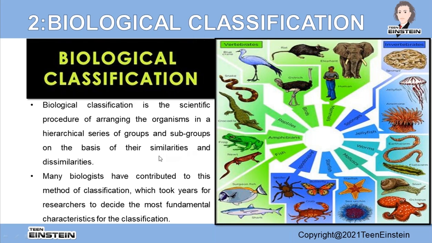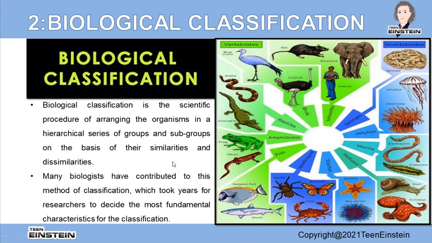And on what basis are we grouping these organisms? Based on their similarities and dissimilarities. So based on similarities and dissimilarities, we are placing the organisms into different groups. It is called biological classification. Which organisms? Living organisms, which show growth, development, responsiveness, and reproduction. All these characters are present in living organisms, so we need to classify them based on similarities and dissimilarities into groups and subgroups. This procedure is called biological classification.